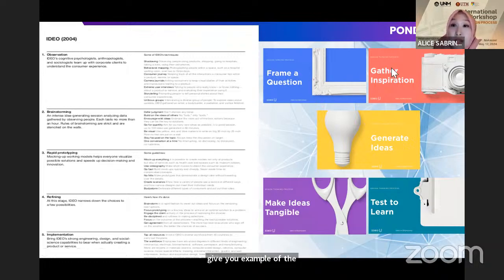And IDEO also looks at the idea of framing a question. And this is very important. Framing a question, and you get the feedback from the society, you gather the inspiration, you generate the ideas, and you make the ideas tangible. And then after that, you test it with the society to refine the product in that sense.